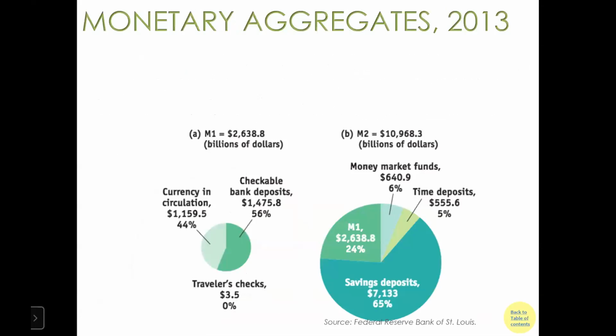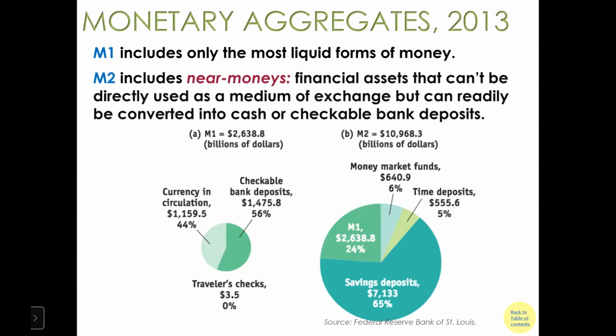Maybe just look at here, it's easier. M1 essentially includes currency and checkable bank deposits. Those are the most liquid forms of money. What's M2? M2 includes M1 plus other things that are less liquid, but relatively more liquid than things that are not liquid at all, like gold, which we talked about in the practice question. Make sure you understand what M1 is and what M2 is.